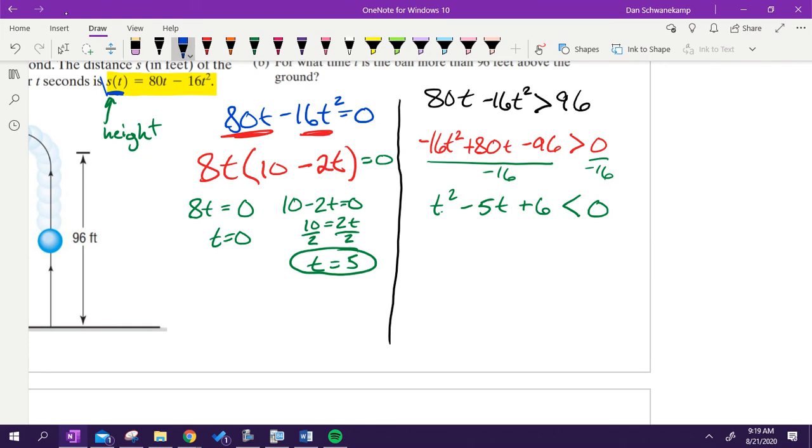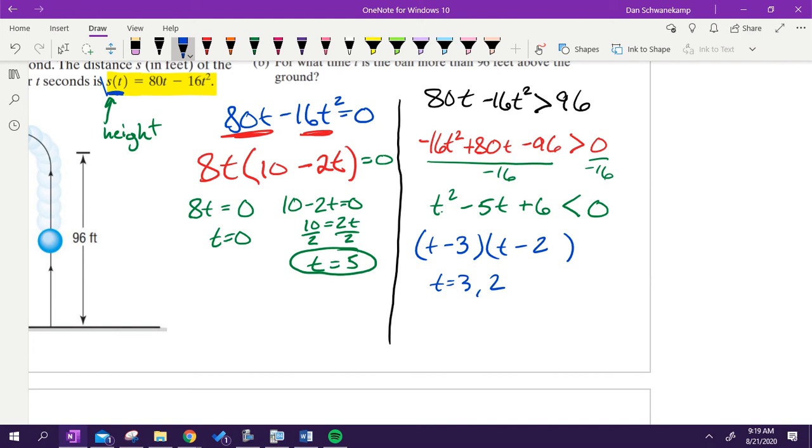We want to do what here, Kate? You factored it. Great. So let's factor. What two things are going to multiply to get 6 and add to get negative 5? Wonderful. t minus 3, t minus 2. Those are my two setups. They add to get negative 5, multiply to get 6. So we're going to get t equals 3 and 2. That is not the answer to the question.